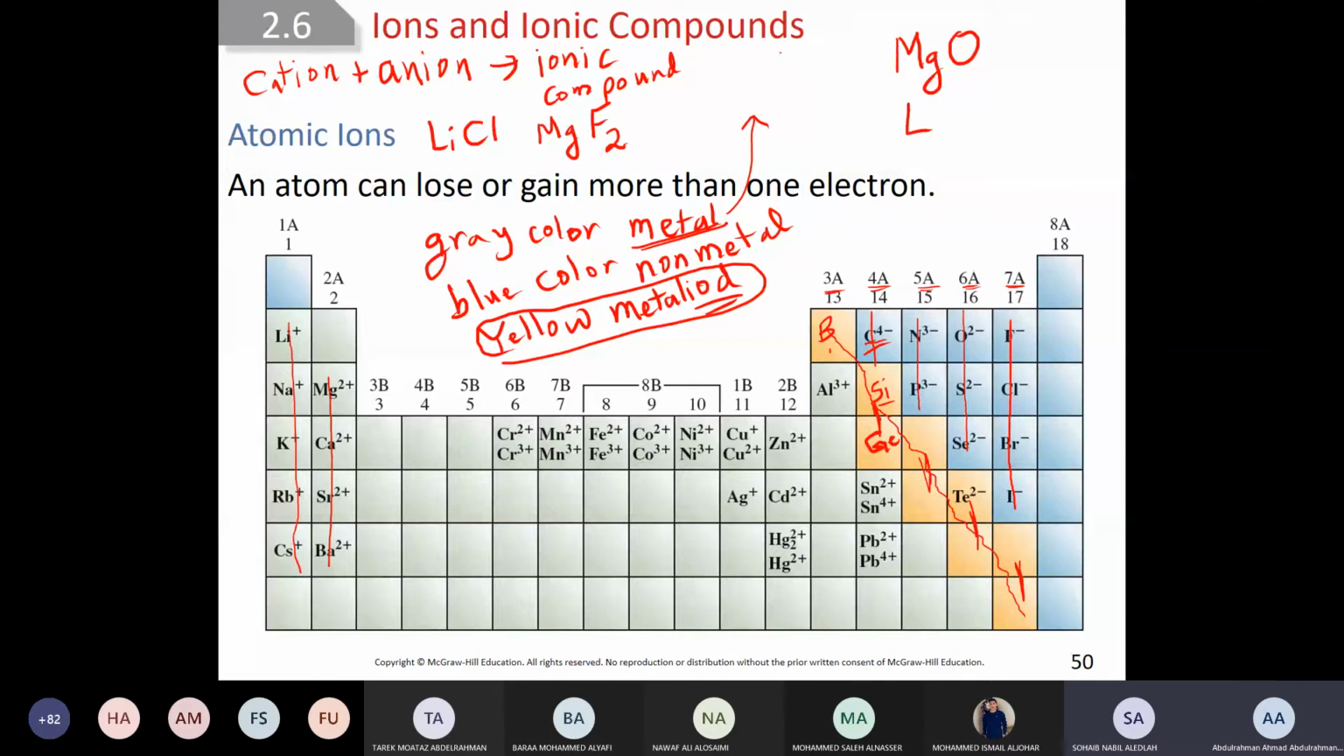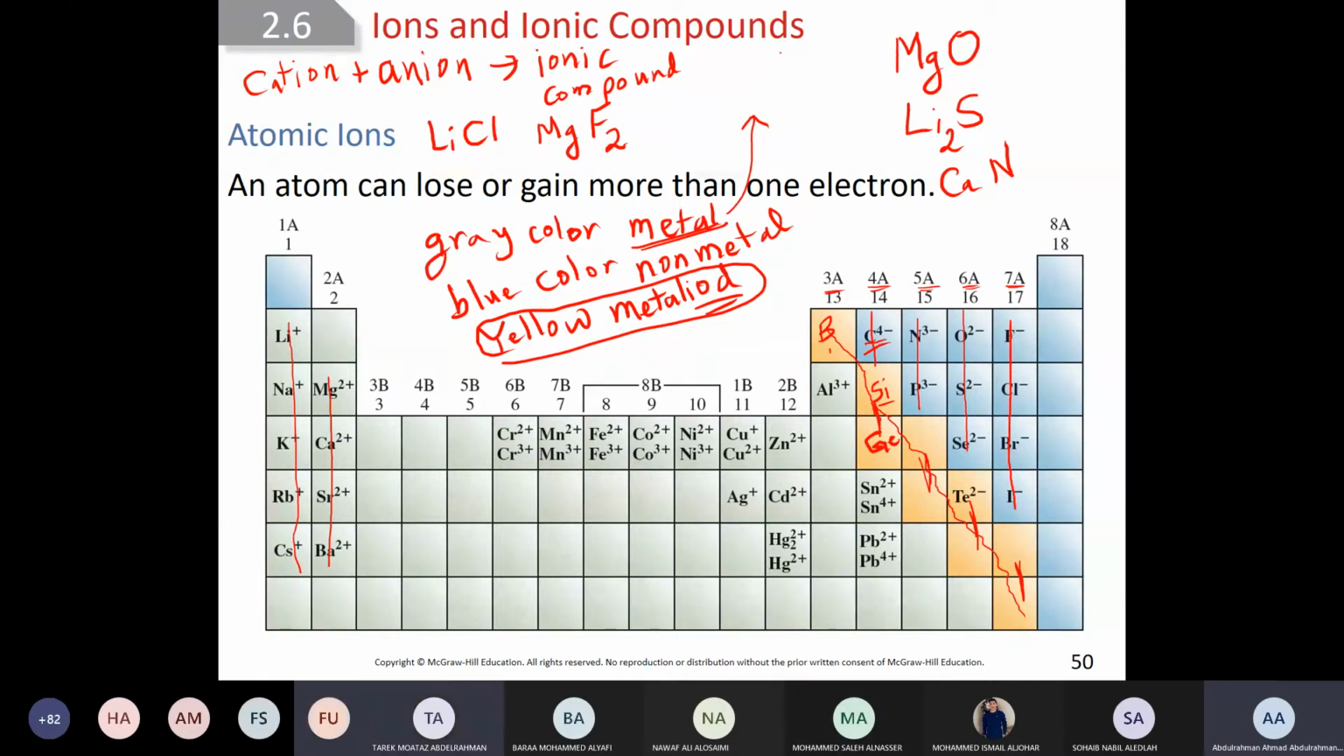How about I have lithium with sulfur? 2 to 1. So I should have 2 here to make it 2 positive with 2 negative, and they will cancel each other. Is this clear? Yes, doctor. Fantastic. Let's say, I will give you something more difficult. Let's say calcium nitride. What will be the ratio?